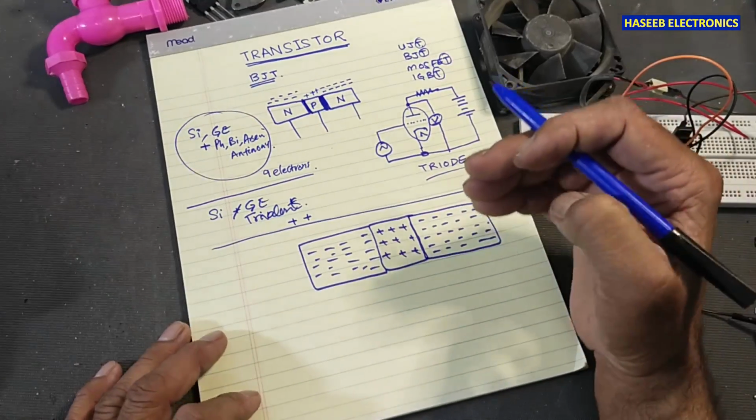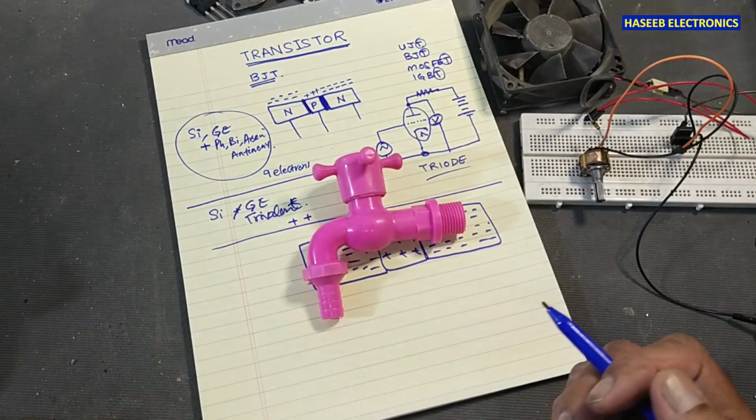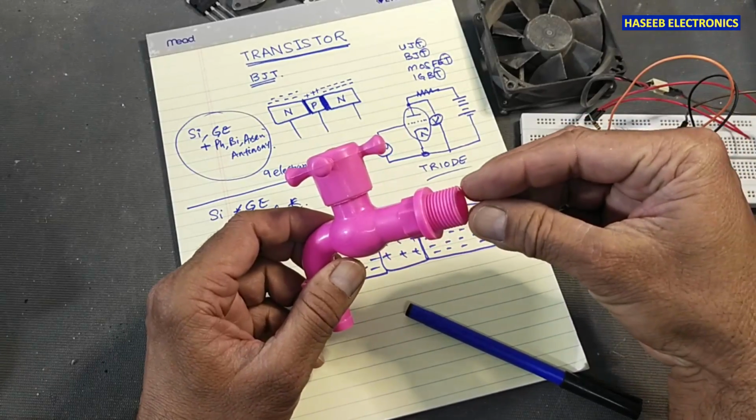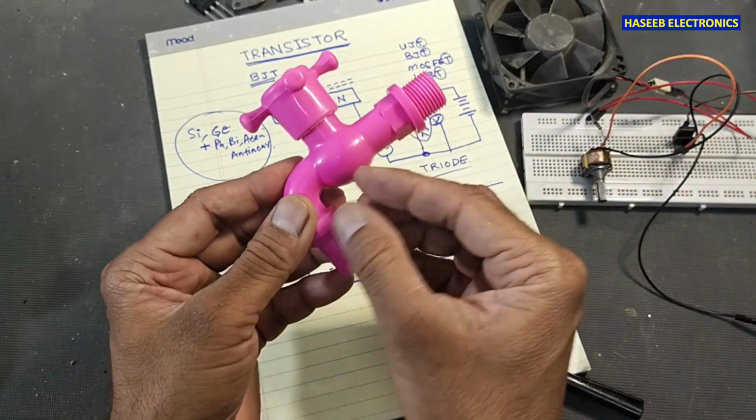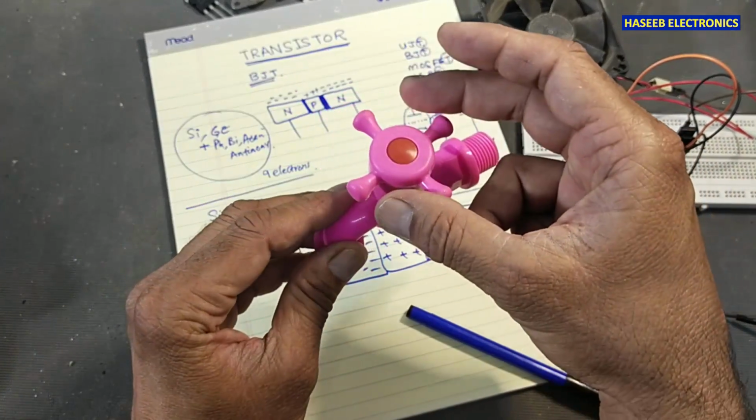Now, what is a transistor? If we see this step, we apply some water pressure here, and this is the output, and this one is the control.